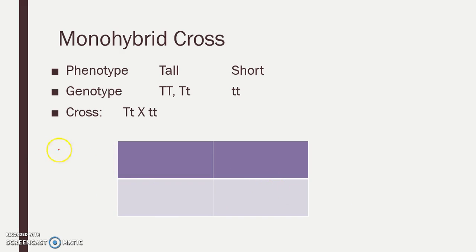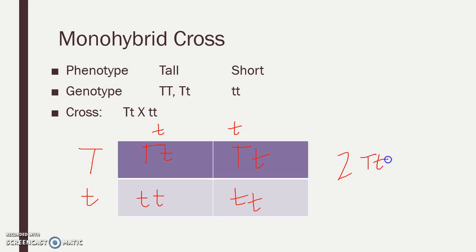Okay, so let's take another option. We have a heterozygote, and we have it crossed with a recessive. So I'm going to get 2, or 50% chance of being big T, little t, or tall. And 2 little t's, which is short.